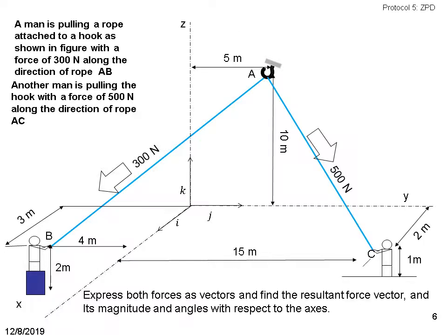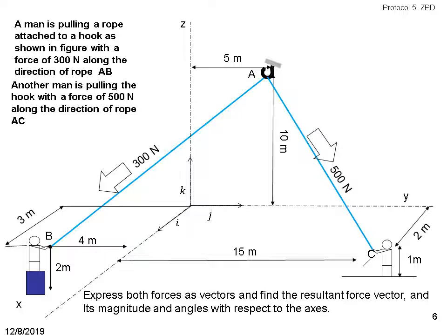Now consider another problem. The same hook is pulled by two persons as indicated. Find the resultant force and its magnitude and angles with respect to the reference axes. In this problem, the first step is to express the 300 Newton force in terms of I, J, and K using the same procedure we just discussed, which is repeated for the other force of 500 Newton. So you get another force in terms of I, J, and K.